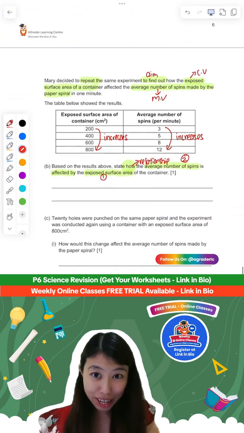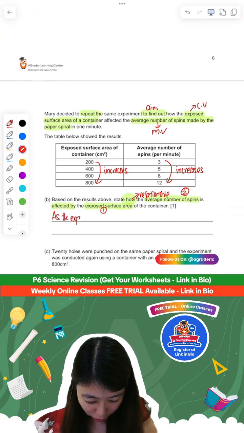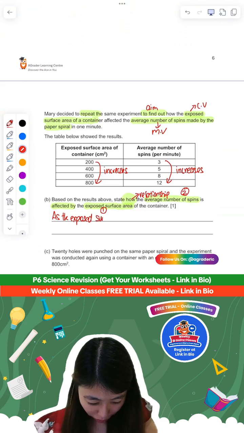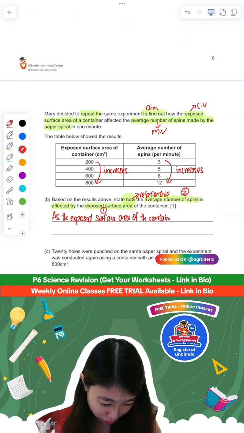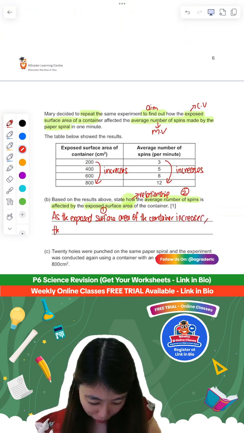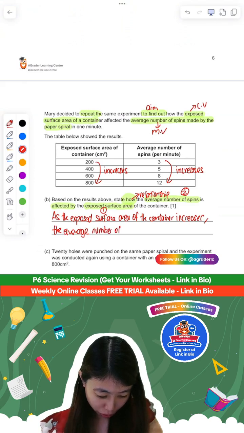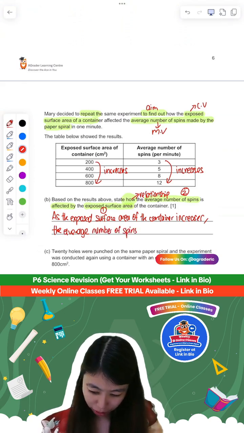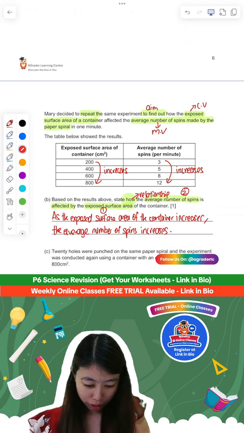So let's write this one down, okay? So as the exposed surface area of the container increases, the average number of spins increases. Okay?